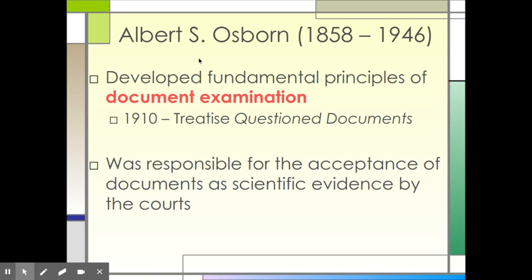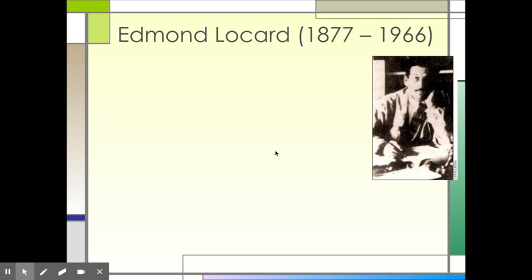Okay. So Albert Osborne, obviously in the early 1900s, anything written could be examined and determined a forgery. Now we can still do this, but obviously we've got the computer age now, and we're looking at digital fraud and digital document examination to look for fraudulent documents. Okay, so that's Albert Osborne.